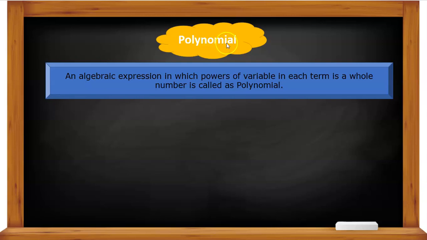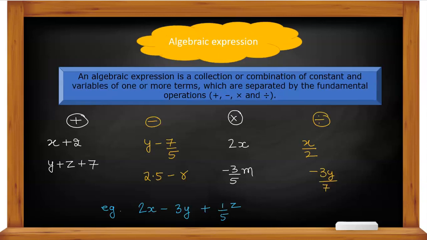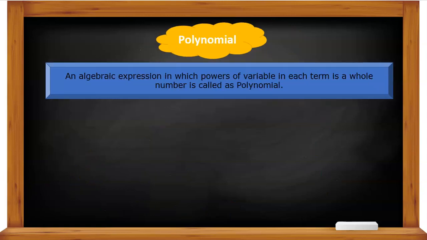Now let us talk about what is a polynomial. Let us come back here. In all these algebraic expression that I have framed over here, if you see the power of variable, here the power of variable is 1, here also 1, here also 1. So you can see in all these expressions, the power of the variable is a whole number. So any algebraic expression in which power of variable in each term is a whole number, we call it as a polynomial. For example, right, if I write x square minus 5x plus 7.